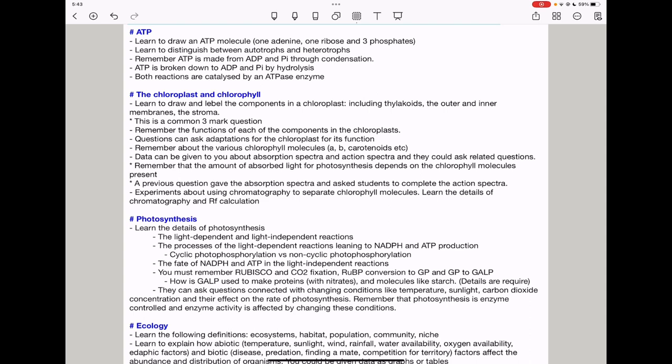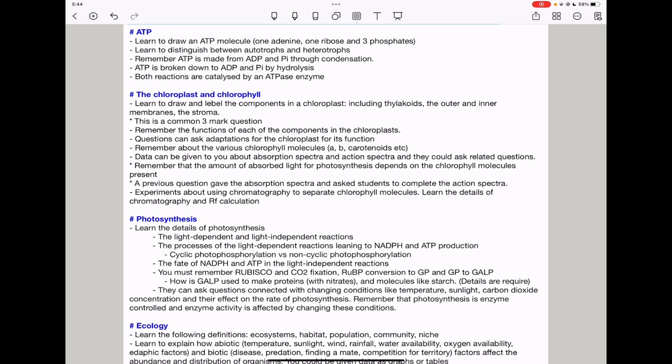Remember, a chloroplast is an organelle where photosynthesis takes place, so you need to learn to draw and label the components of a chloroplast. This question is very common, so learn to position the thylakoids, the inner membrane, the outer membrane, the stroma, and sometimes you are required to put in some circular DNA. Usually this is a 3-mark question.